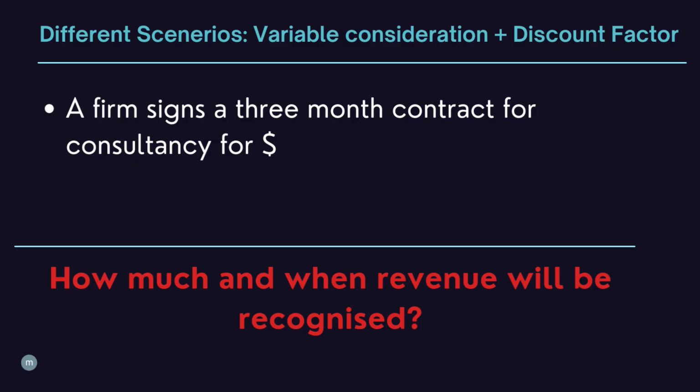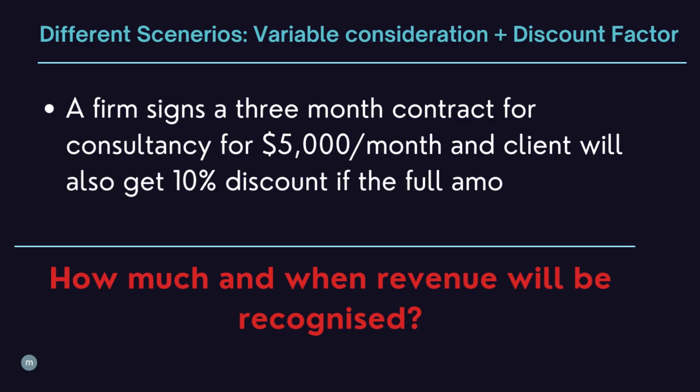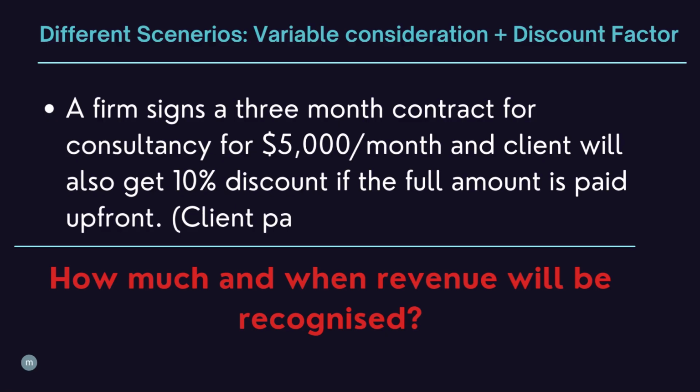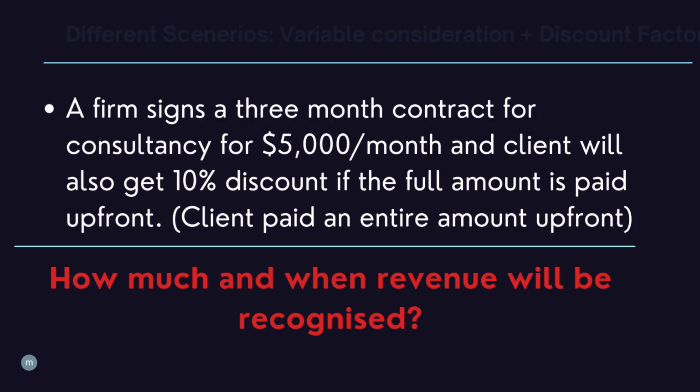A firm signs a 3-month consultancy contract for $5,000 per month. But here is the hook. If the client pays the full amount upfront, they get a 10% discount. So instead of $15,000, they paid $13,500 upfront. And the customer has already paid the amount upfront. So how and when will the revenue be recognized?